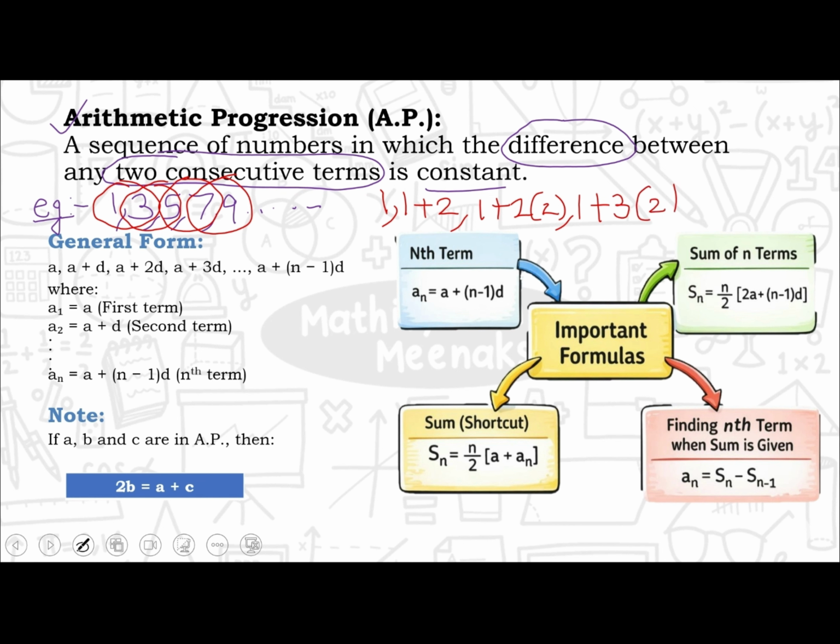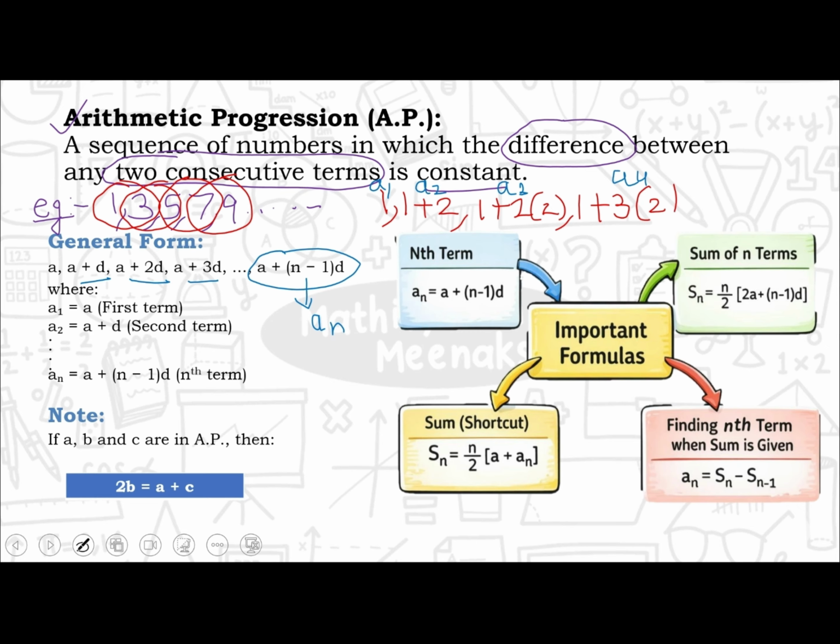So what we noticed here is that my first term was simply 1, but for the second term I am adding the difference one time. For the third term I am adding the difference two times, and for the fourth term I am adding the difference three times. That means if you have to find the nth term, how many times will you add the difference to the first term? n minus 1 times. And this is the reason why my nth term is a plus (n minus 1)d. So the general form of an AP is a, a plus d, a plus 2d, a plus 3d, and so on.